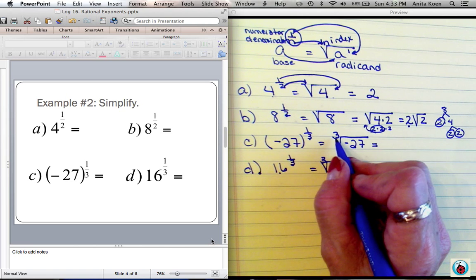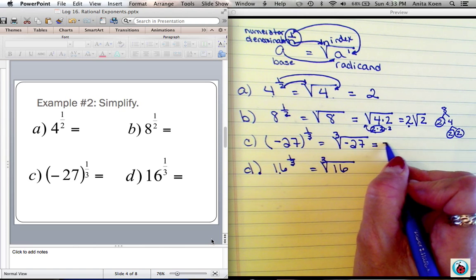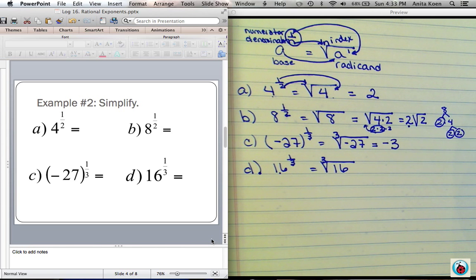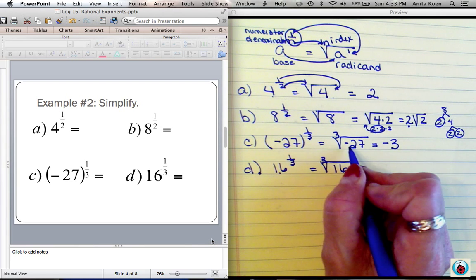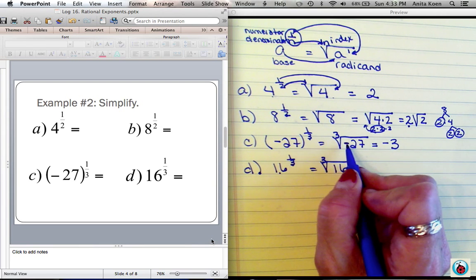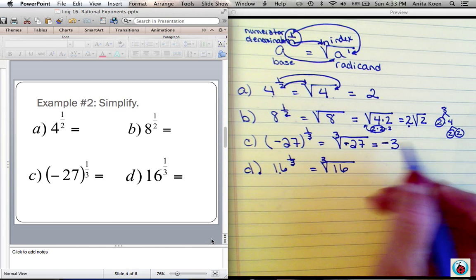Letter C, the cube root of negative 27 is negative 3, and you should know that from your warm-up number 6 as well. And if you don't, you need to remember that whenever you take an odd root of a negative number, your answer is always going to be negative.